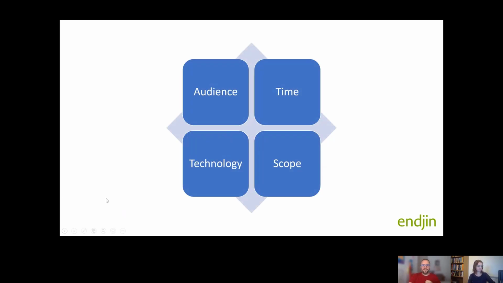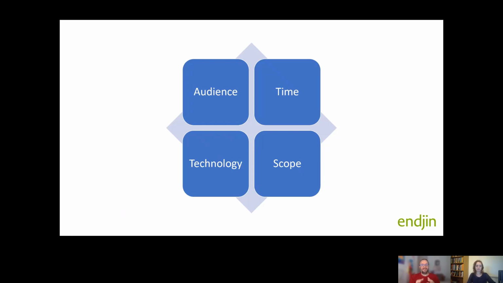So when designing an API or reviewing an existing API, I think there are four main factors that you need to consider. Now, you could pick any four, but these are the four that I'm going to talk about today. They're audience, time, scope, and technology. So what do I mean by that? Well, audience is who's meant to be using this API, and also who's maintaining it, and maybe others as well.